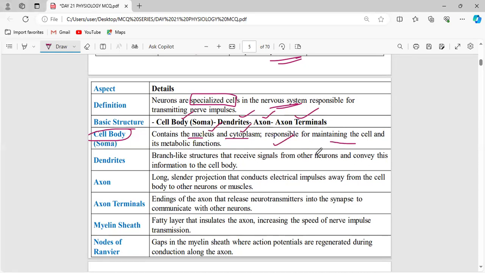And now see, as it contains the nucleus, definitely it has control over the neuron, right? Now, what are dendrites? They are branch-like structures, and they are the ones receiving the signals. One neuron is connected with another neuron with the help of these dendrites. And we know that neurons conduct electrical signals.